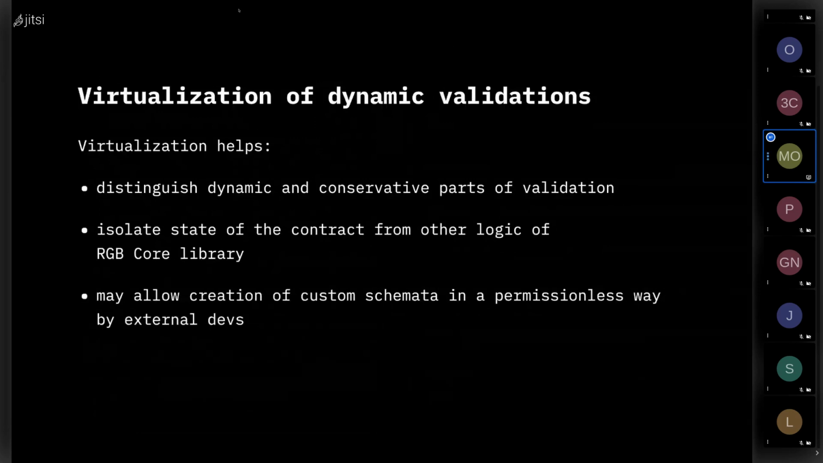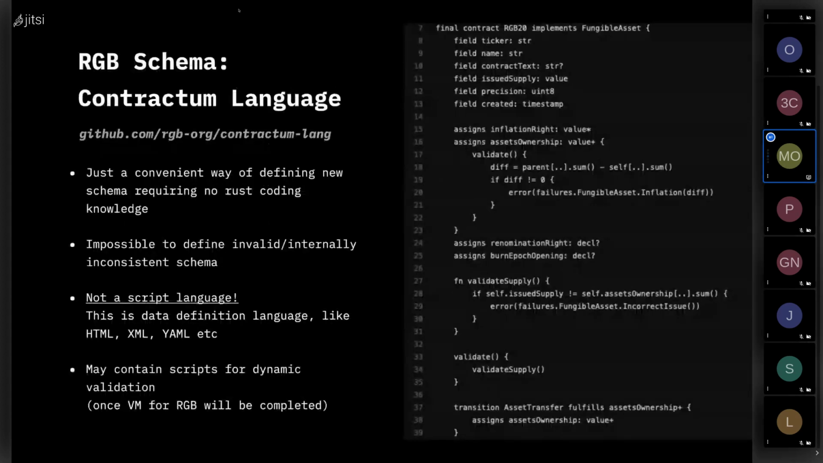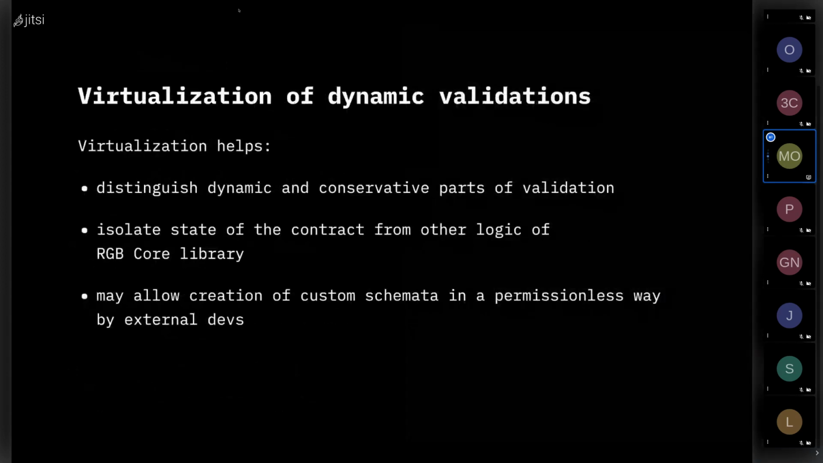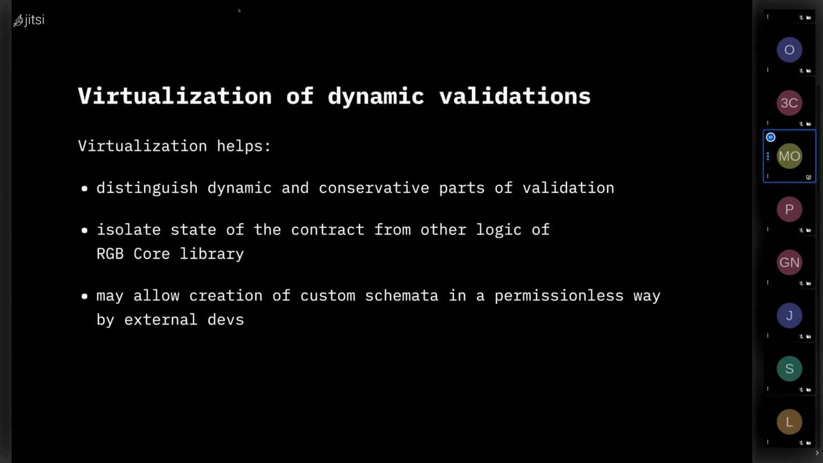And the thing we are looking for is the virtualization of this dynamic scripted part of validation. Why do we need this virtualization? It's not here yet, but we will be working on that in the future. Because we need to first distinguish dynamic and conservative parts of validation. It's a good coding practice.